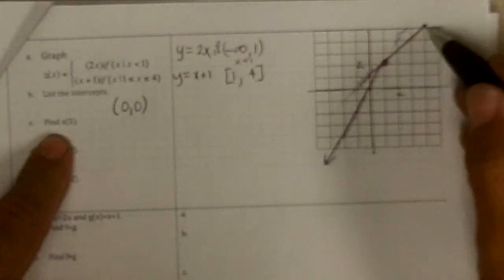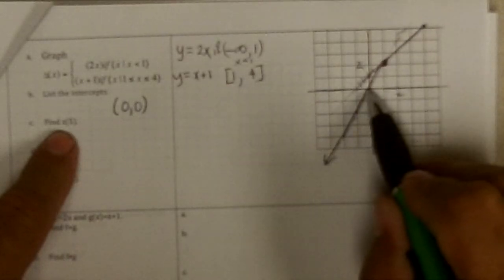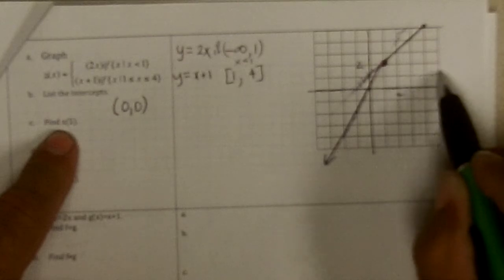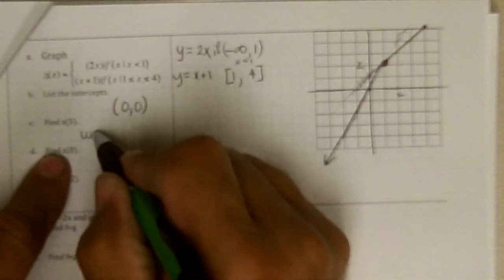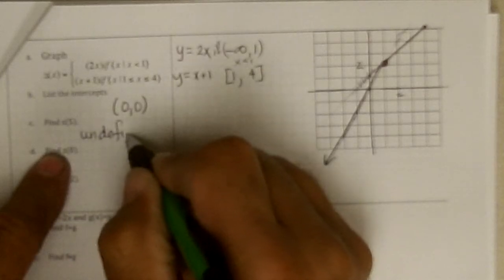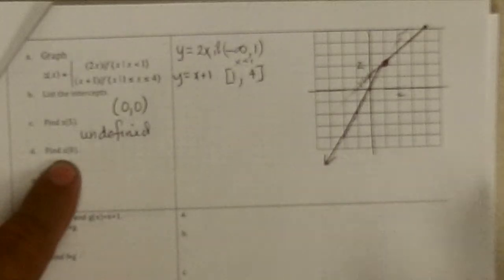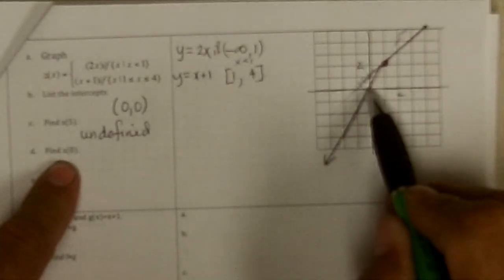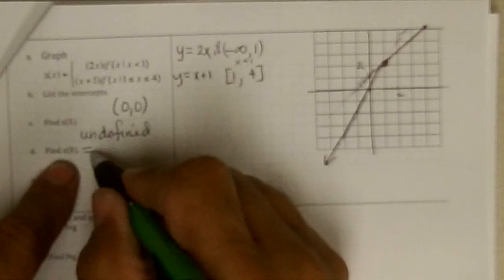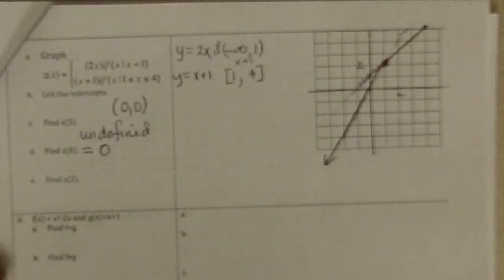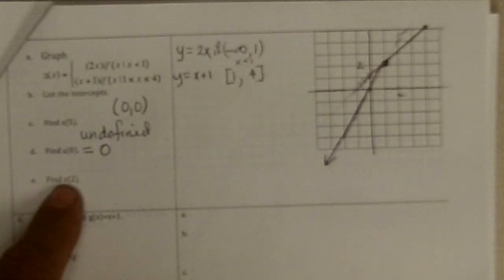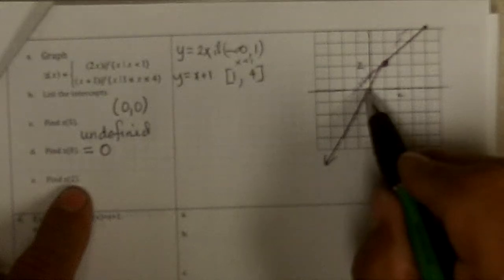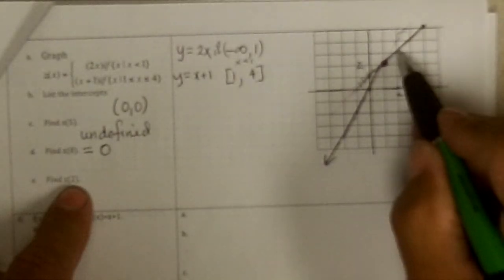Now it says find z of 5. This graph is of z. So I go to 5. 1, 2, 3, 4, 5, and I go up, and there's no graph. So z of 5 is undefined. It says find z of 0. If I go to 0, the graph is at 0, so that equals 0. The y value when x is 0 is 0. What's the y value when x is 2? When x is 2, the y value is 3.